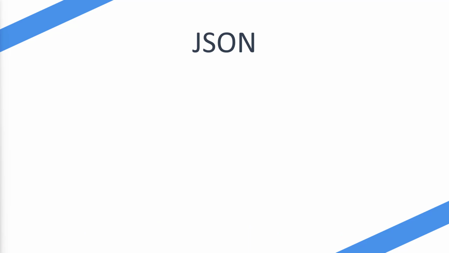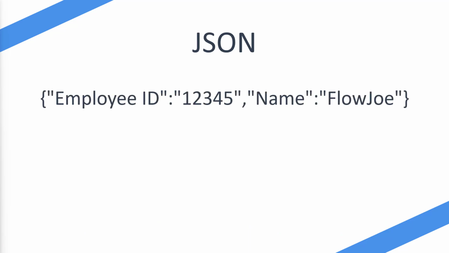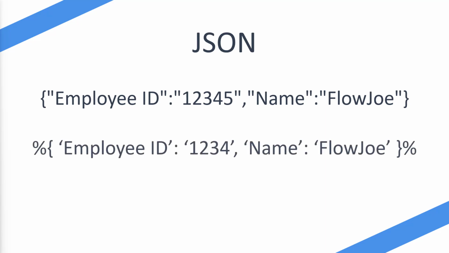So starting with JSON then, if we've got JSON like this, which is essentially an employee ID of 12345 and a name of Flojo, we want to convert that to a custom object. So essentially we want to convert it to this, and this is how a custom object is represented on Power Automate Desktop. We have the percent sign, we open the curly brackets, and then we have employee ID, colon, then 12345, comma, then name, colon, and Flojo. So it looks very similar, but obviously it gets laid out very differently.